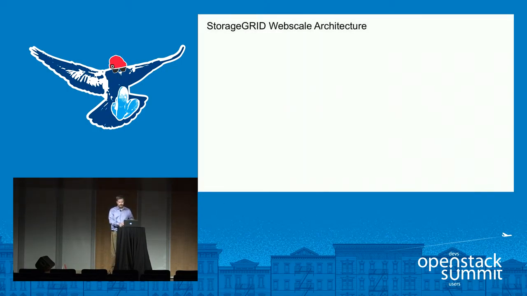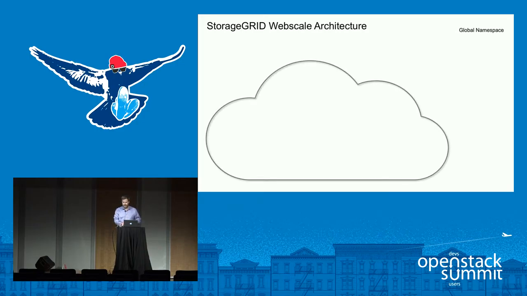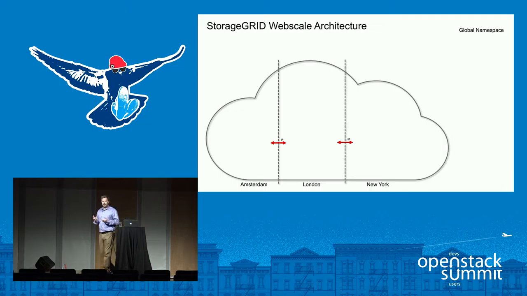If you take a deeper look at StorageGRID, one thing I mentioned before is the global namespace, the ability to manage your data regardless of where it's physically stored. In this case, Amsterdam, London, and New York are three data centers, and they're all part of a single namespace. So from an application perspective, it doesn't matter. These data centers are just connected using IP. Nothing secret here, no Fibre Channel or anything like that. Just an IP connection between these data centers.